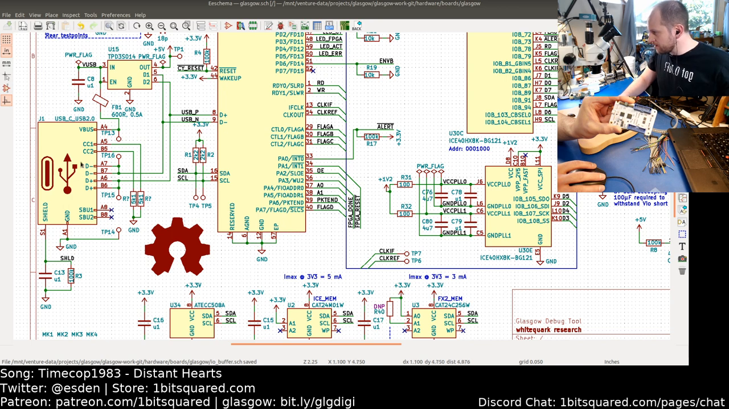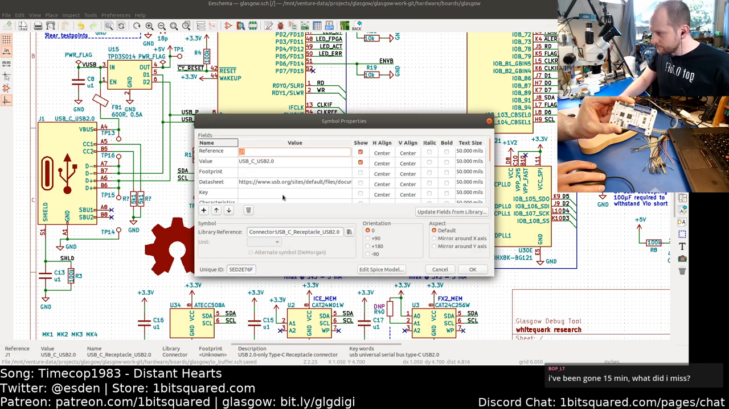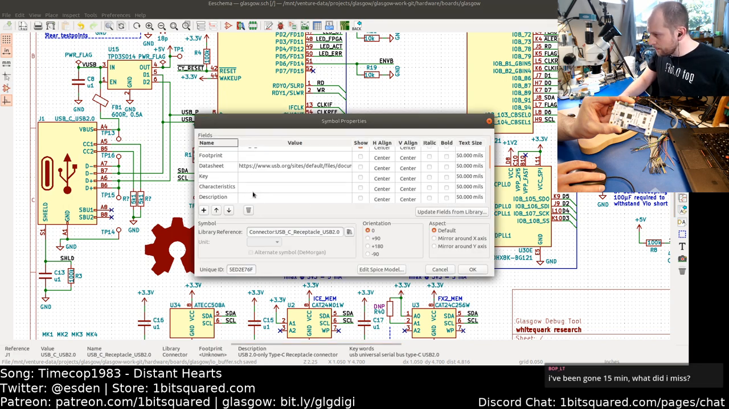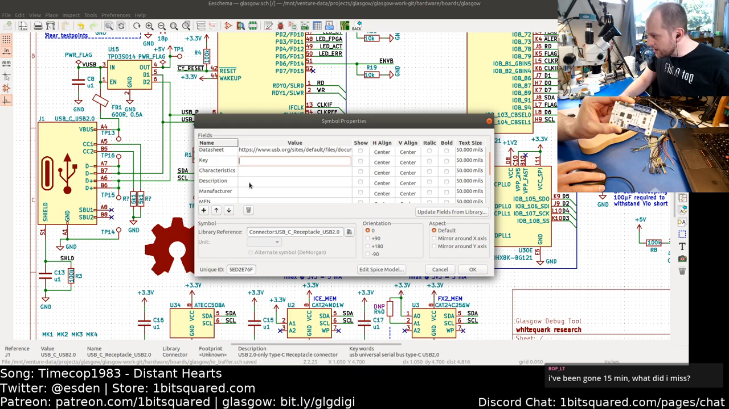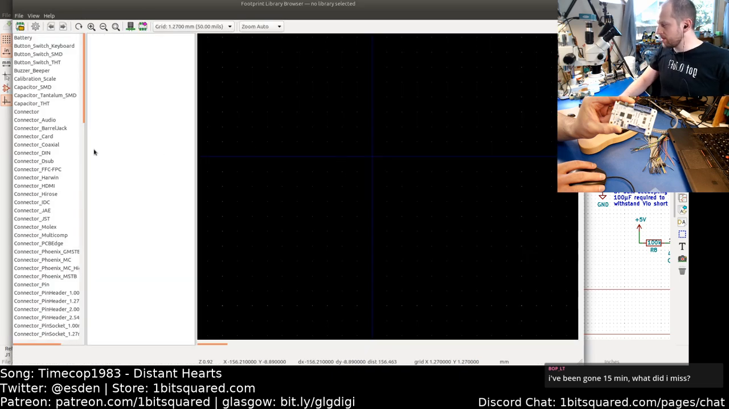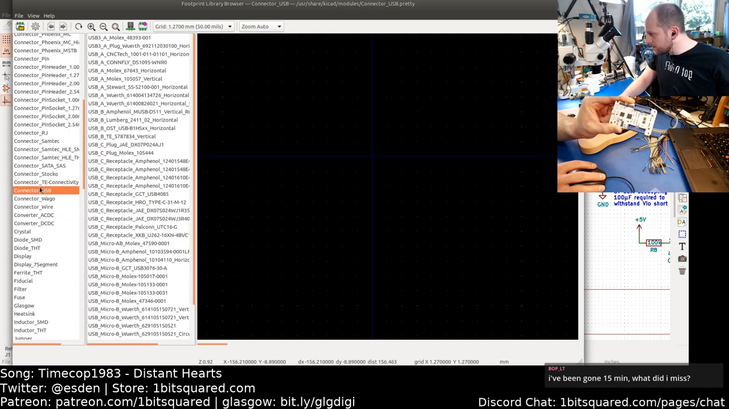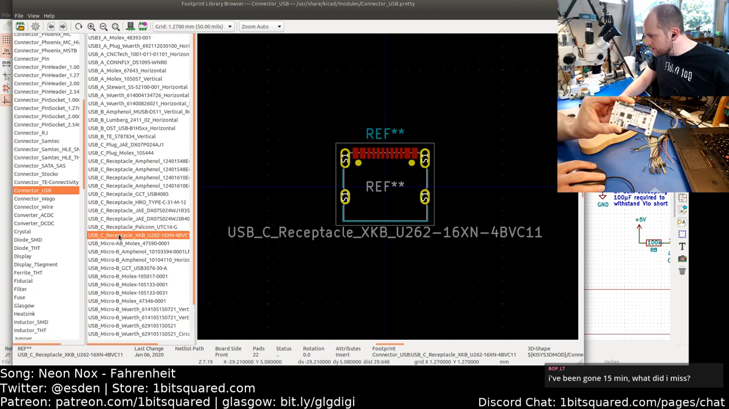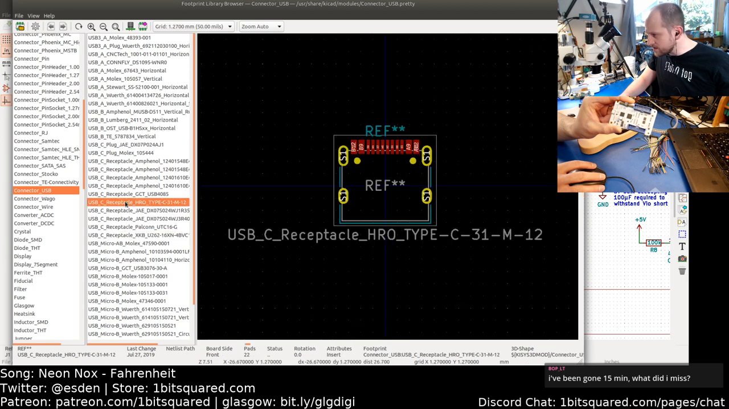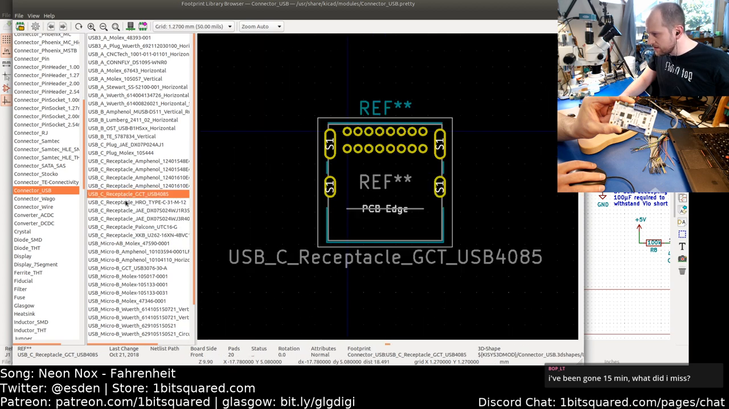Now let's add the footprint to this. USB type C zip, interesting. Okay, so I want a footprint here. Yeah, I will clean up the fields later. USB-C. There it is, HRO. It's a GCT.